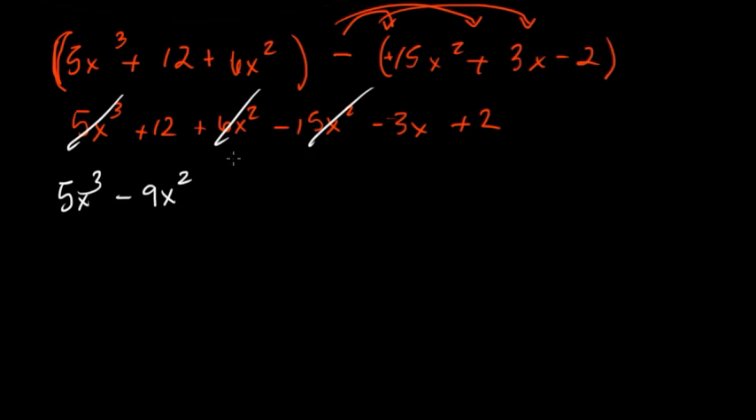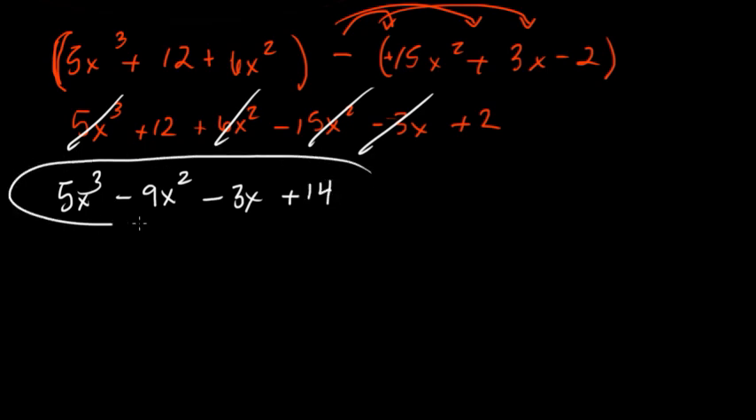Now, let's go to our powers of 1. The only one that looks like we have is a negative 3x. So let's go ahead and just bring down negative 3x here. And we're done with that. Now our 0 degree powers, which are 12 and 2. 12 plus 2 would give me 14. Okay? And this is the difference of these two polynomials here.